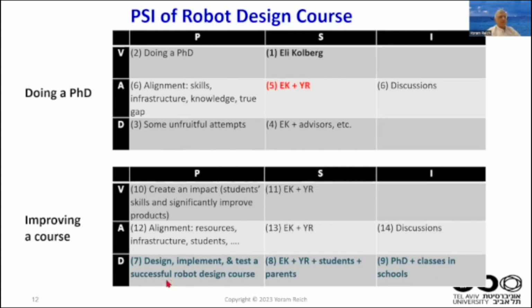Now here at the bottom, this represents what Eli Kohlberg's course was. Okay, so he was teaching students to design, implement and test robots, and our idea was now, let's design, implement, and test a successful robot design course. Okay, so we wanted to create an impact. This was our vision, and now our task was basically to do this. This was Eli Kohlberg's task, and our task was to occasionally meet and see how it goes, basically.